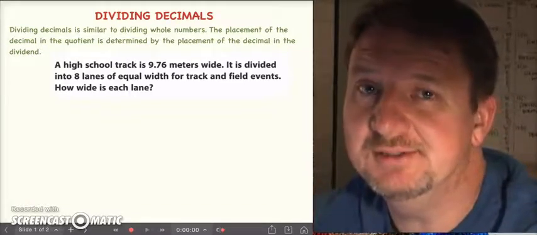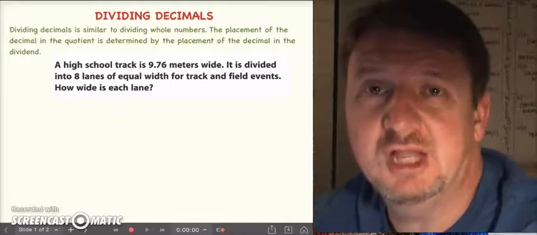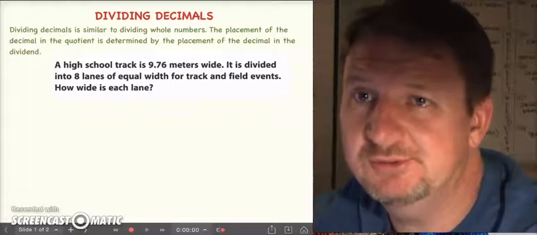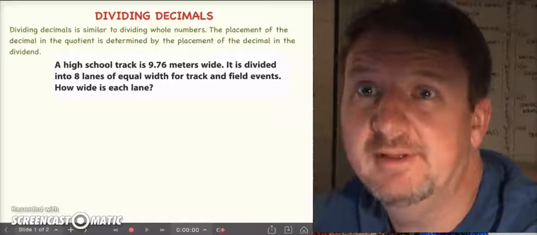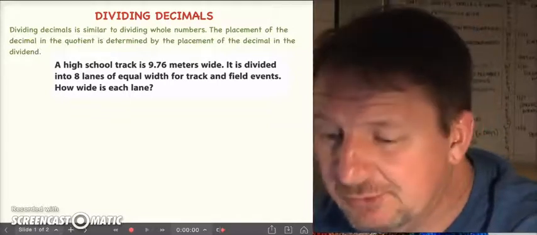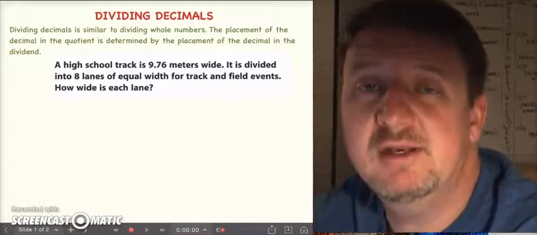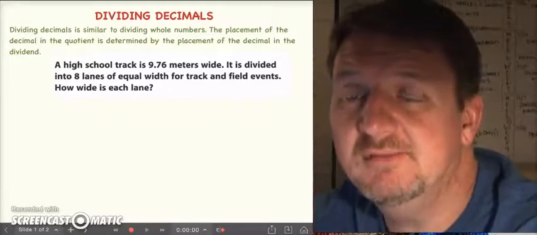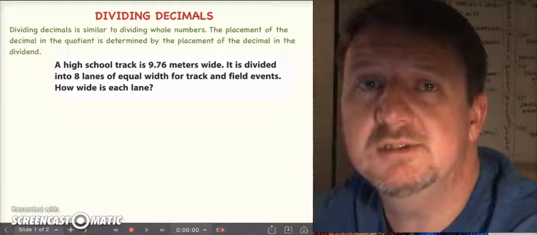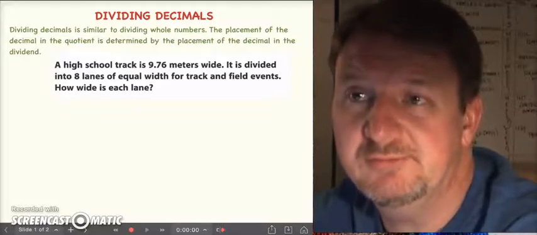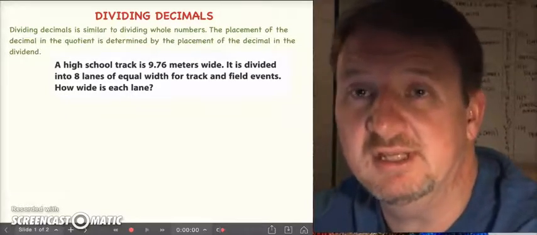Okay, I know this is the big showstopper here, so let's go ahead and get started so we can get it over with. Dividing decimals, you're going to find that when you divide a decimal, it's similar to dividing whole numbers. But the placement of the decimal in the quotient is going to be determined specifically by the placement of the decimal in the dividend.